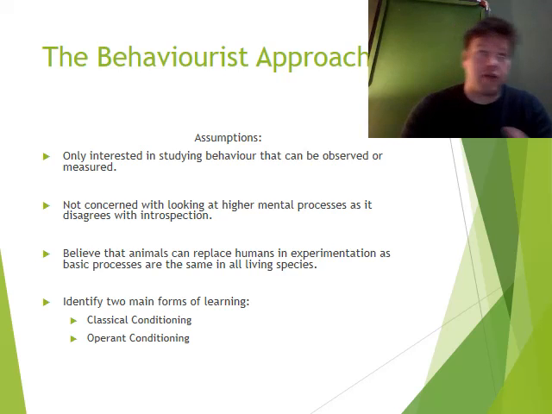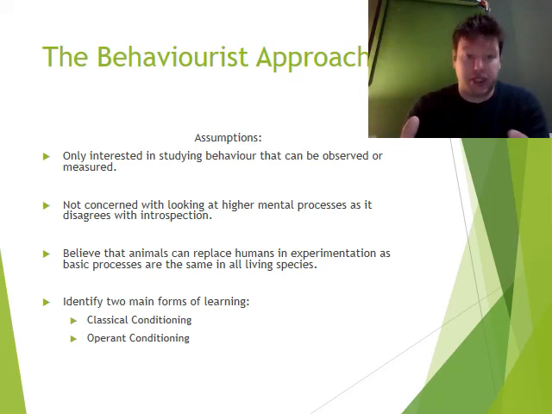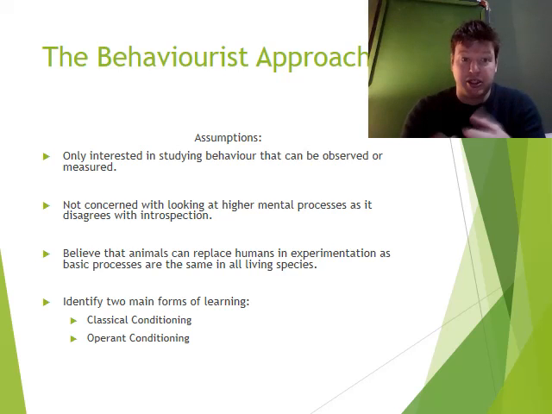So with some of the other approaches, for instance, the humanistic in A2 is really hard to measure and observe because it's too kind of wishy-washy in a way. This is, can I see the behaviour? Can it be observed? Can it be measured? Key assumption of the behaviourist approach.